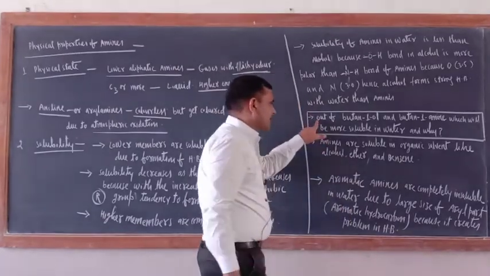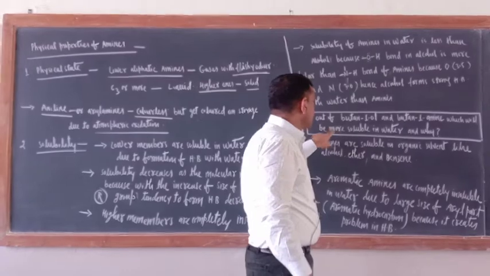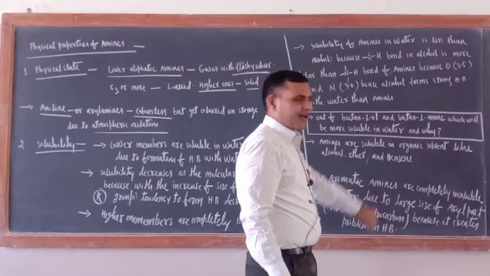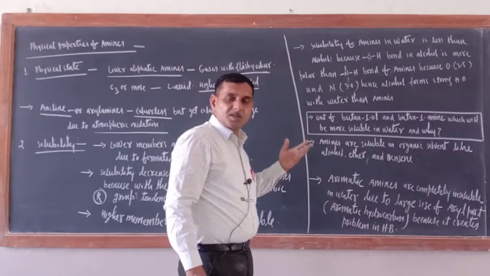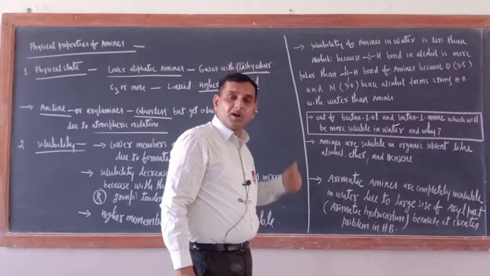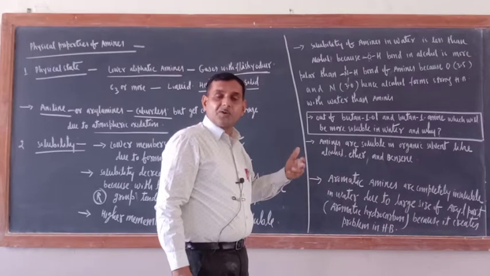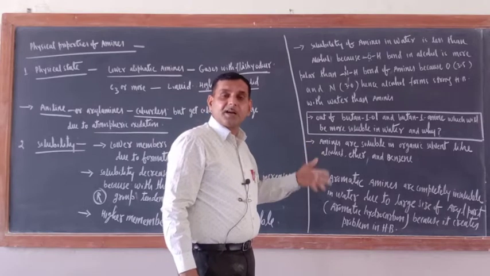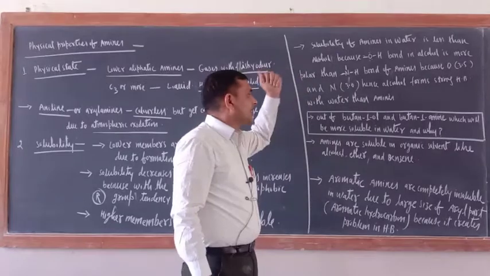There is one question: out of butane 1-ol and butane 1-amine, which will be more soluble in water and why? Of course butane 1-ol will be more soluble in water due to the formation of strong hydrogen bond, because OH bond is more polar due to more electronegativity of oxygen than that of nitrogen of NH. Okay, that is the answer. This answer is written here only.